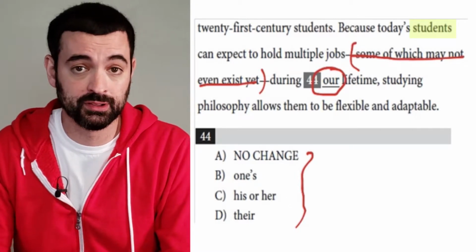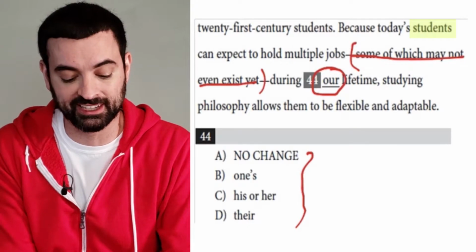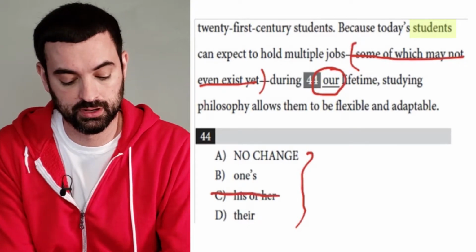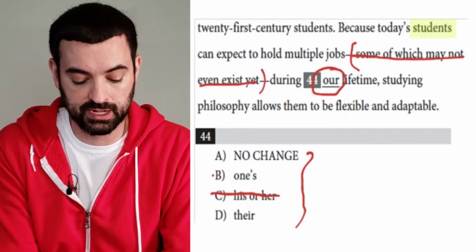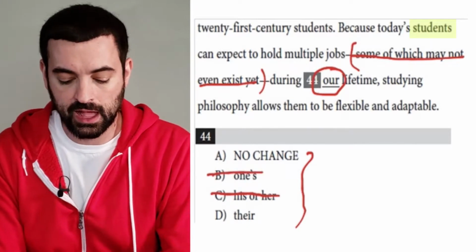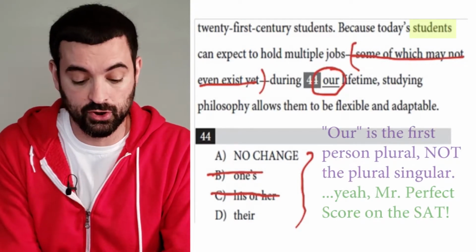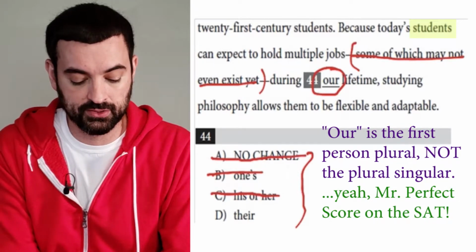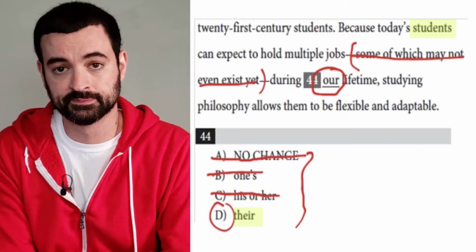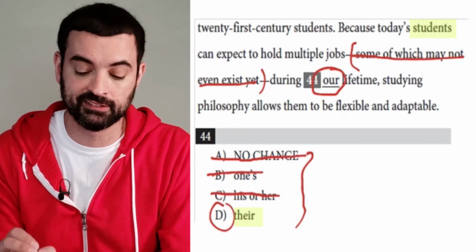Students are plural, first of all. If it were a student, we would choose C, his or her. But we're looking for a plural. Ones is also singular. Our is the plural singular, so we don't want to keep it no change. We don't want A. Students hold jobs during their lifetime. That's it. You just need to know what you're looking for. D is your answer.